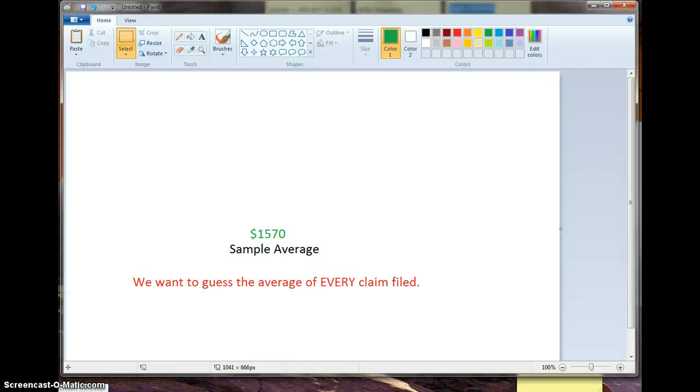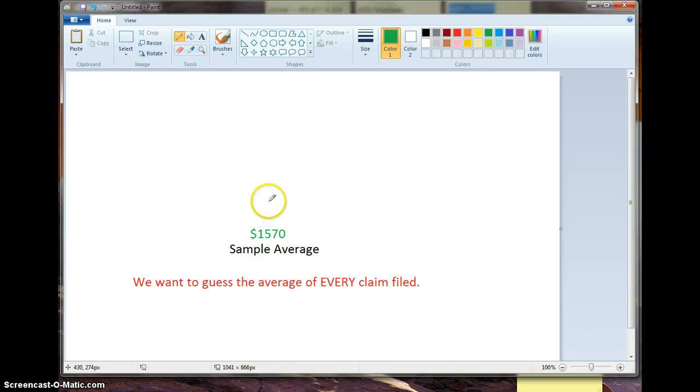All right, let's start with number 4 on page 377. So it's about auto insurance claims. And what's gone on is we've looked at 370 claims and found that the average that the company has to pay is $1,570. But the whole point of this problem and pretty much the entire chapter was we want to guess the average of the whole population, or in this case, that would be every claim that's filed to that company. So we have a starting point.